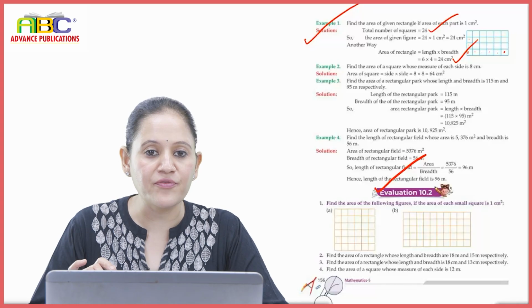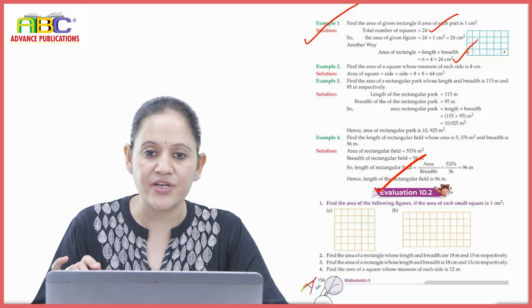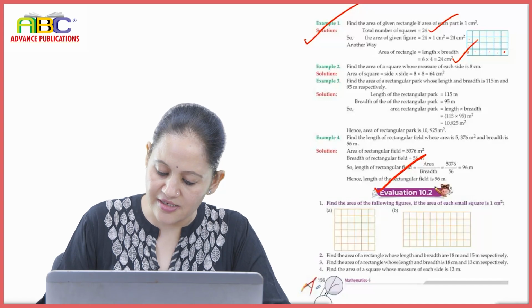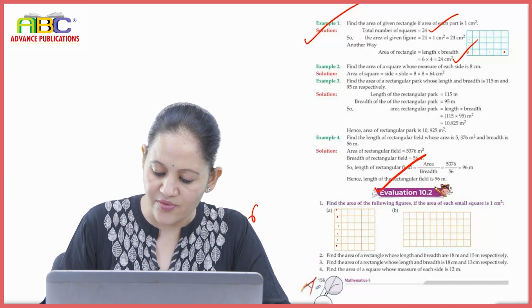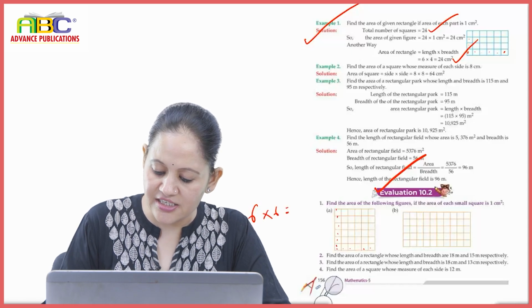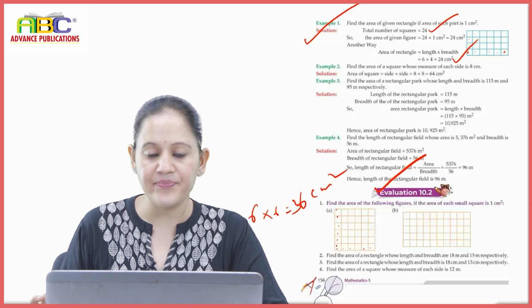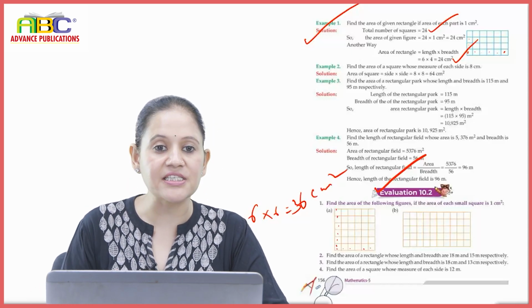Find the area of the following figure. The area of each small square is 1 centimeter square. So we'll count the length and breadth. 1, 2, 3, 4, 5, 6. And 1, 2, 3, 4, 5, 6. 6 into 6, 36 centimeter square. Clear? Practice all the questions of this exercise.